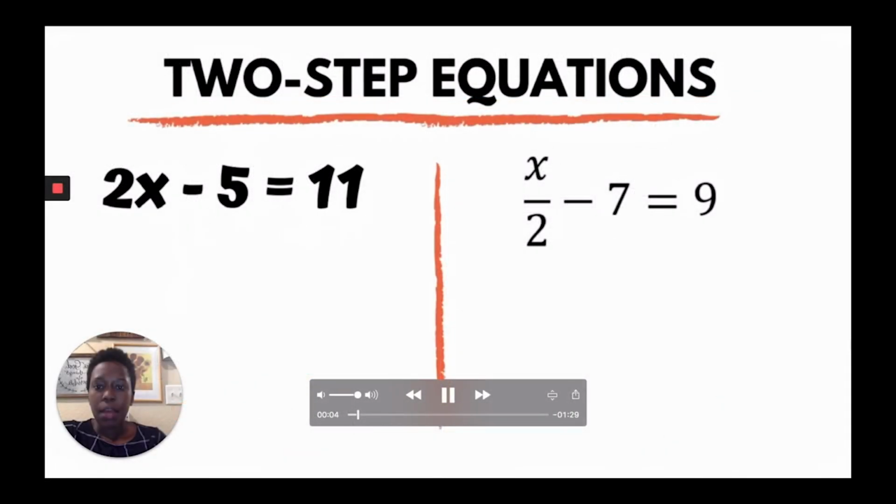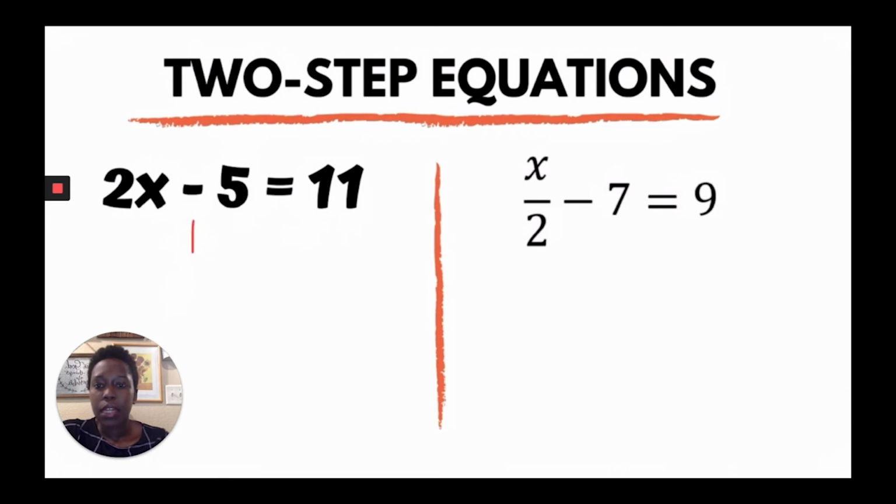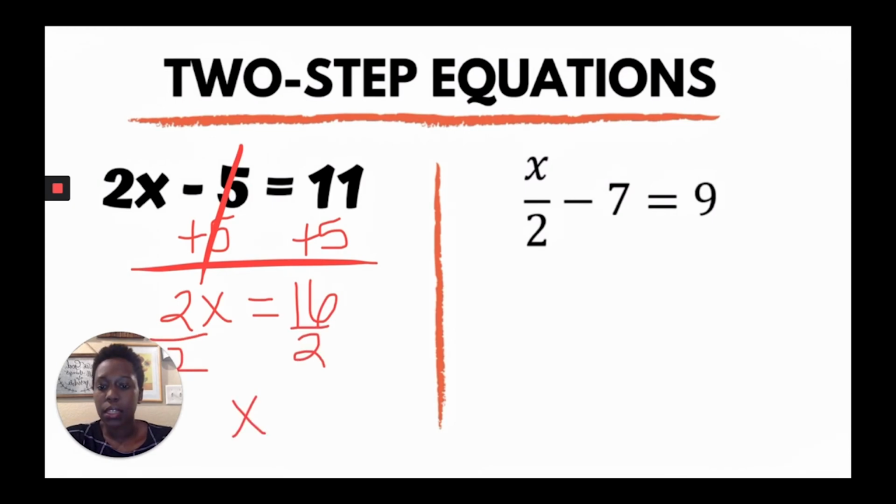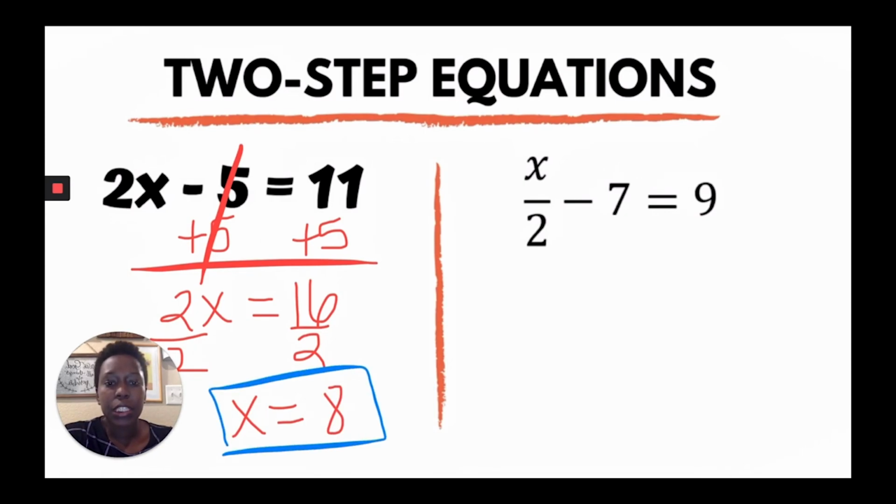Now the last 2 problems on here. So the first one, I'm going to add 5 to both sides first, and that's to cancel out the negative 5, because negative 5 plus 5 is 0. I can bring down the 2x. 11 plus 5 gives me 16. Divide by 2 on both sides. X equals 8. The one on the right has a fraction involved in it, but you can do it.